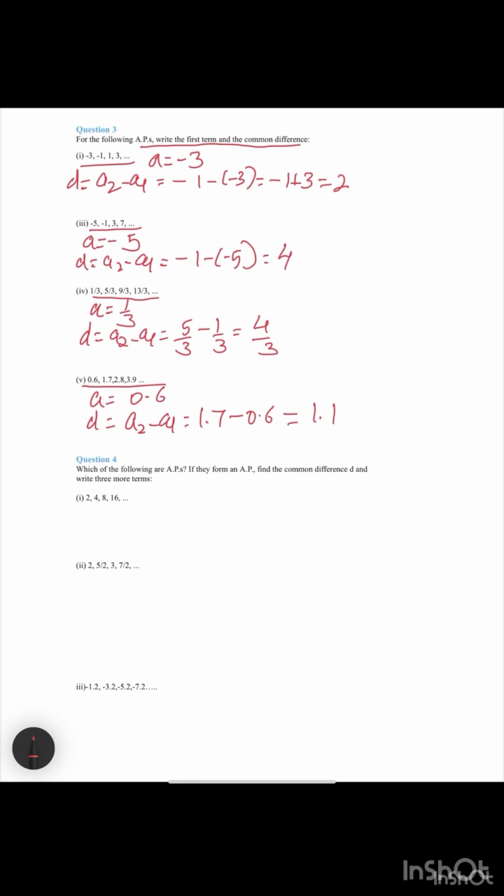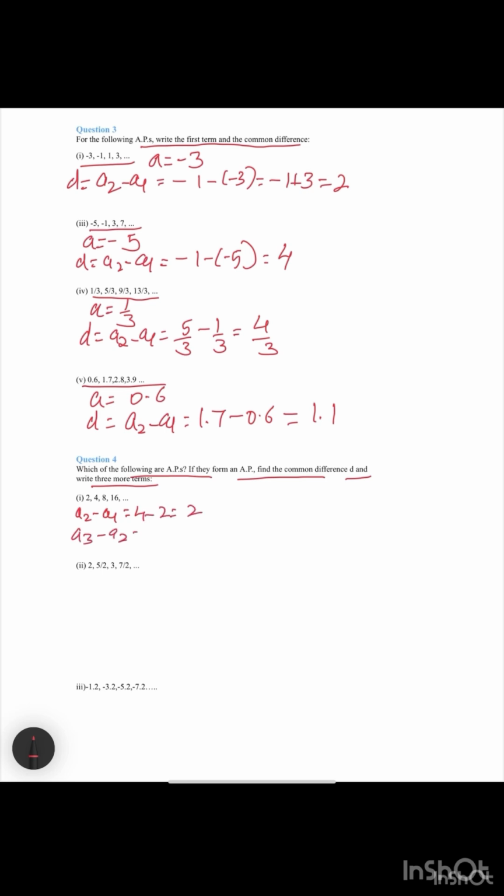Next question says, which of the following are in AP, and if they are in AP, you have to find the common difference. First of all, we'll have to check whether the series is in AP or not. So we'll find out whether the difference between all the terms is same or not. First series is 2, 4, 8 and 6, and so on. So A2 minus A1 will become 4 minus 2, which is 2.